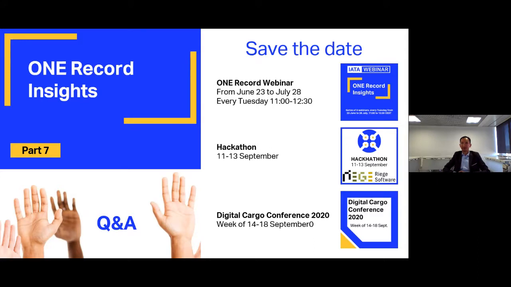I have another one, which is about the scope of the data model. Regarding the ONE Record data model ambition slide, on which topic are you currently working, and which will be the next ones to integrate? What are the priorities? Actually, this is also linked with the question that we have with regards to quote request and offer.